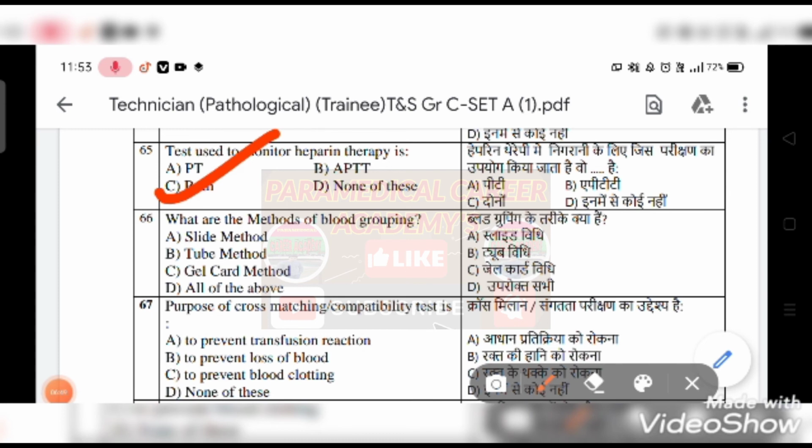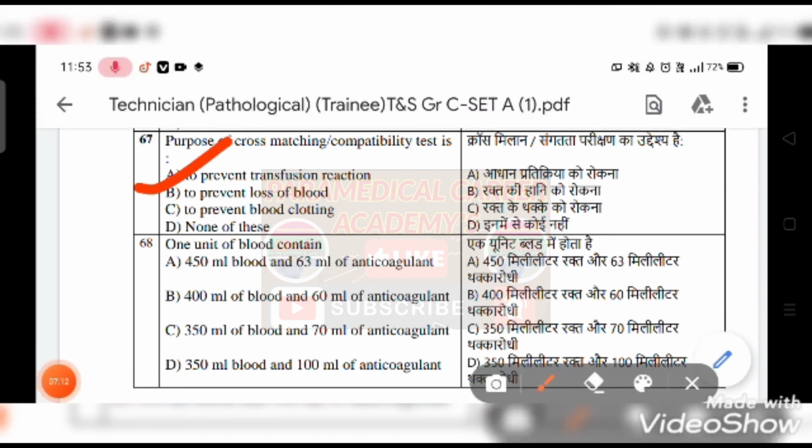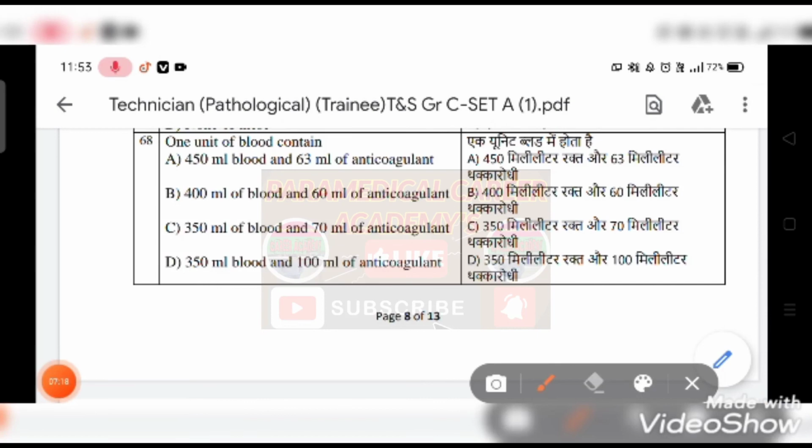66th question. What are the methods of blood grouping? Answer is D, gel card method. 67th question. Purpose of cross matching compatibility test is, answer is A, to prevent the transfusion reaction. 68th question. 1 unit of blood contain, answer is A, 450 ml blood and 63 ml of anticoagulant.